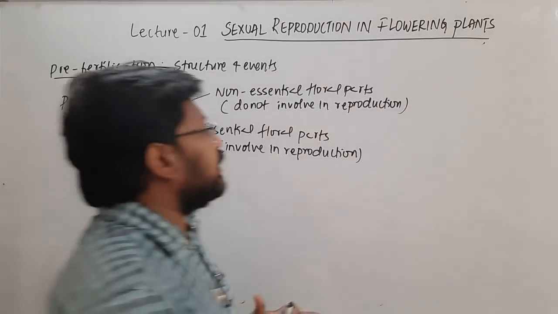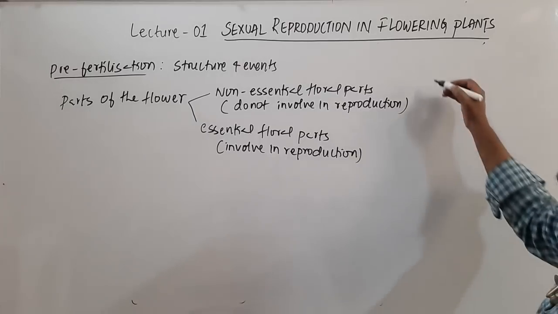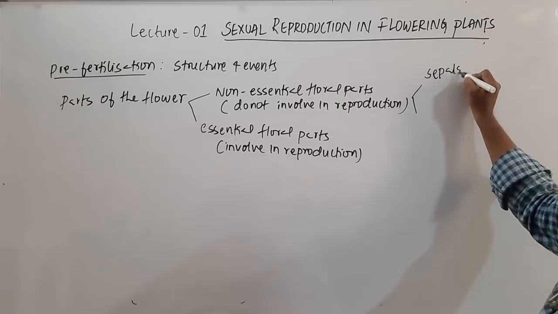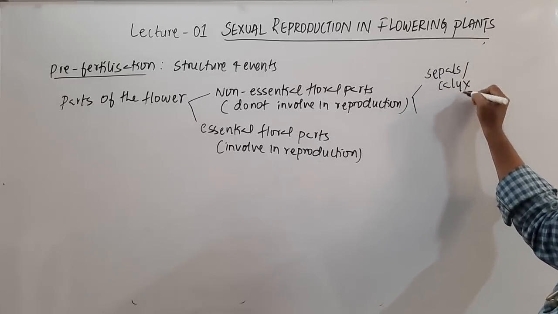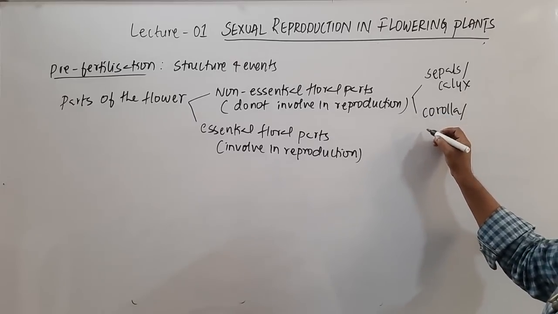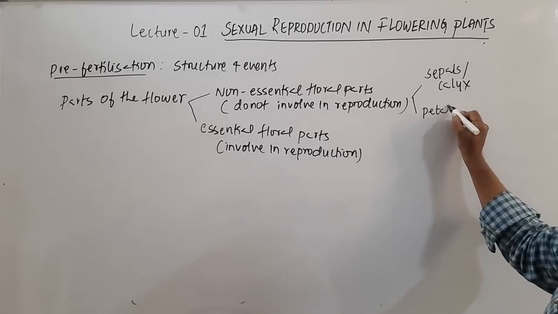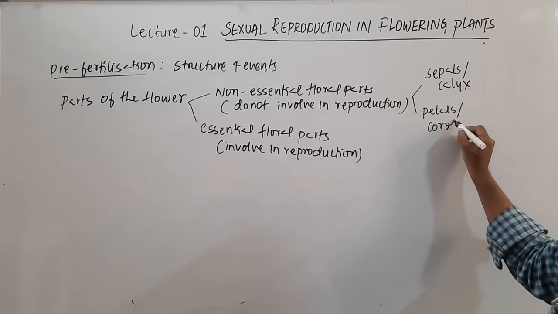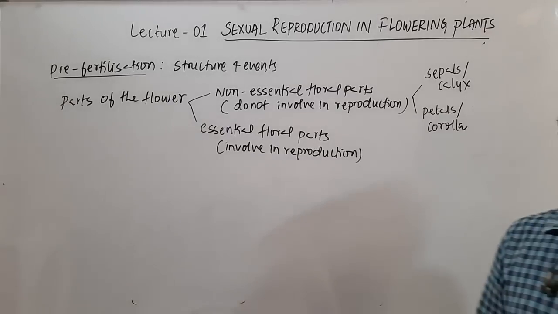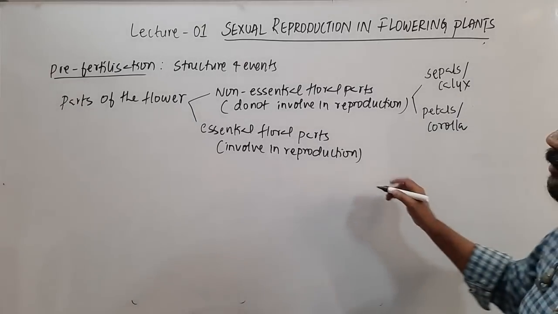Now let's look at what those non-essential floral parts are. The non-essential floral parts are two: sepals or calyx, and the corolla, or the petals. These two are non-essential floral parts which will not be involved in the reproduction process.